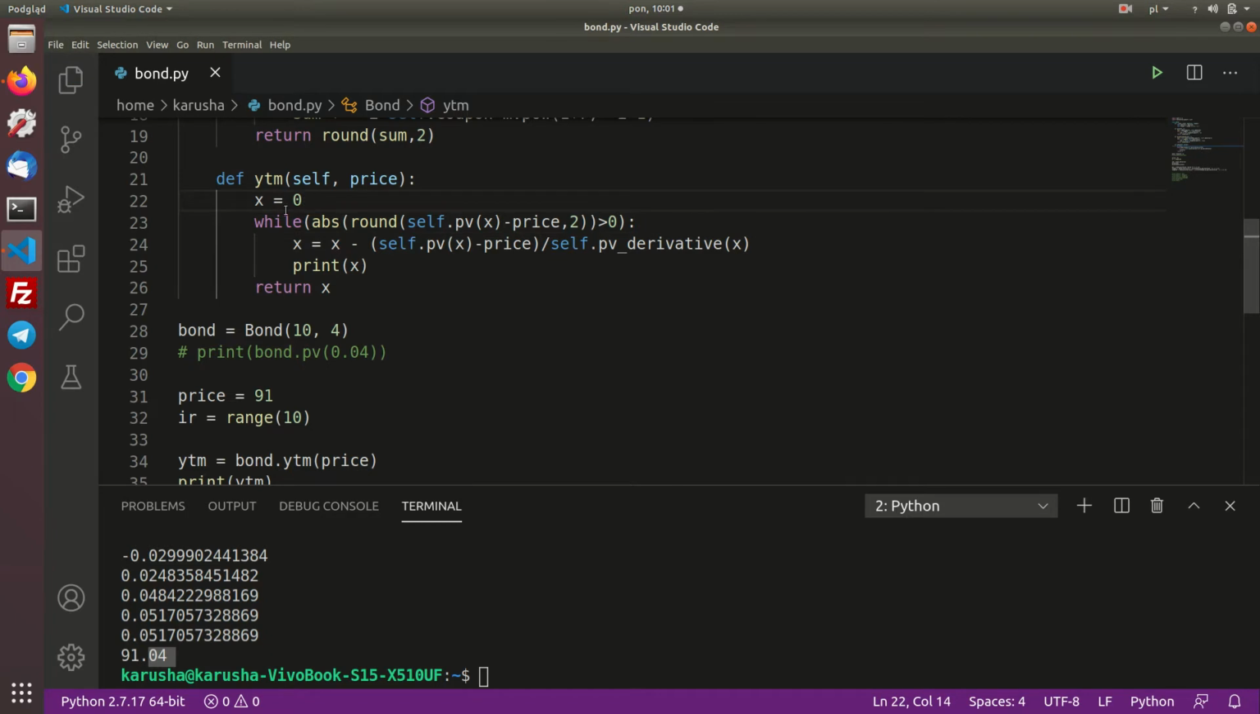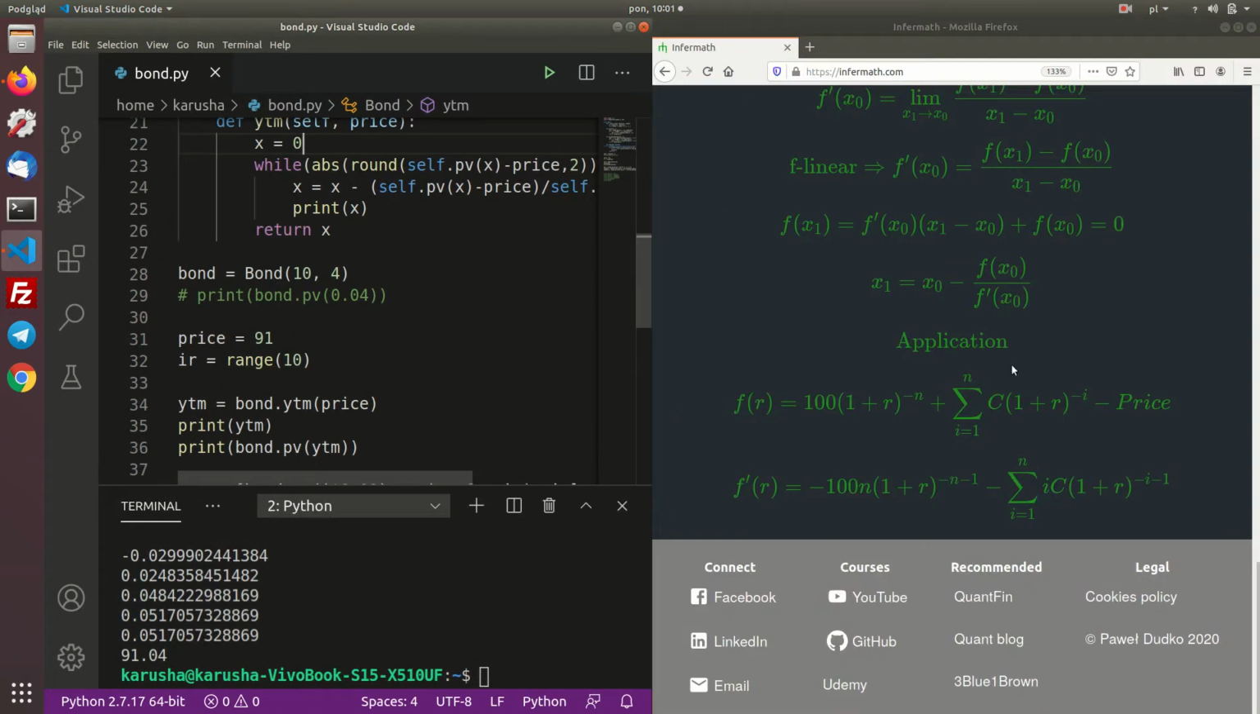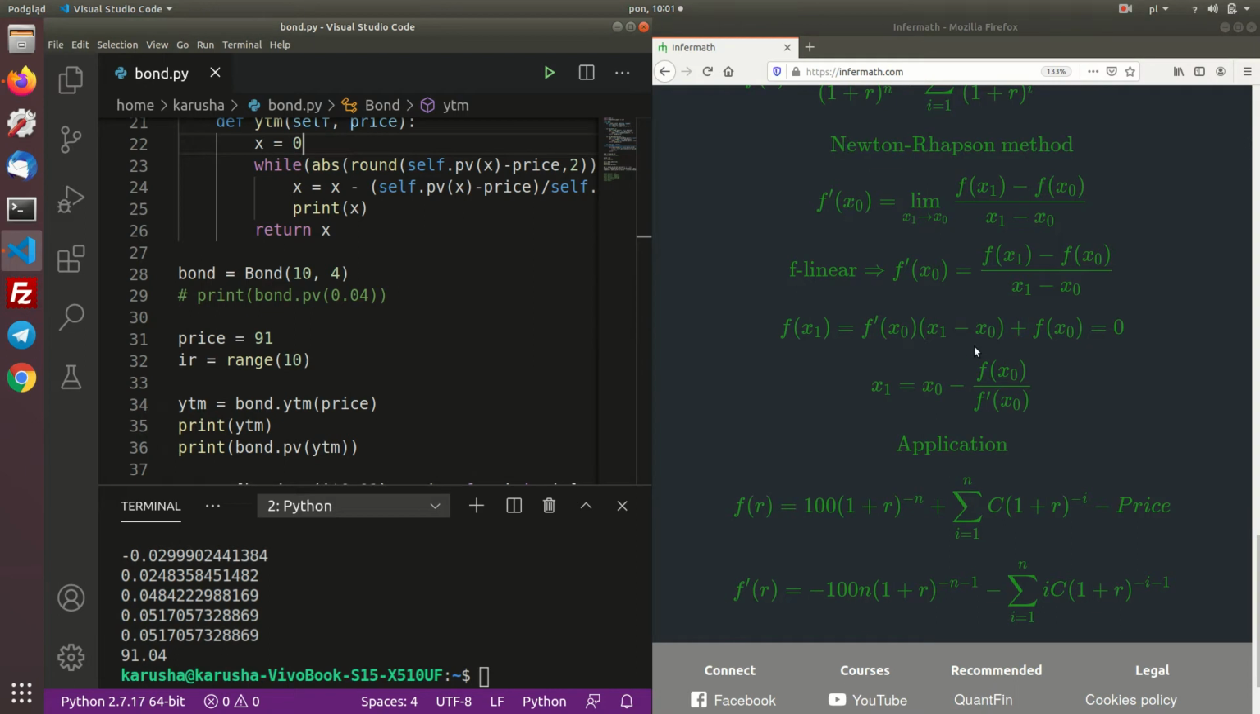Now let us talk a little bit about the limitations of this Newton-Raphson method. So first of all, does it always work? Does this method work for all functions? And the answer is no. So basically there are several things that can disrupt it.